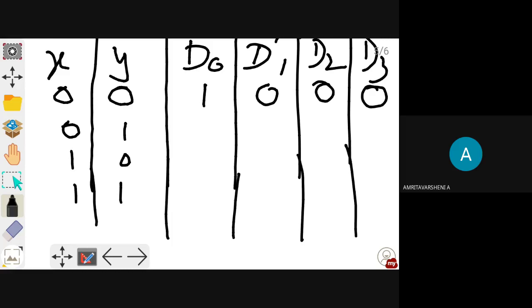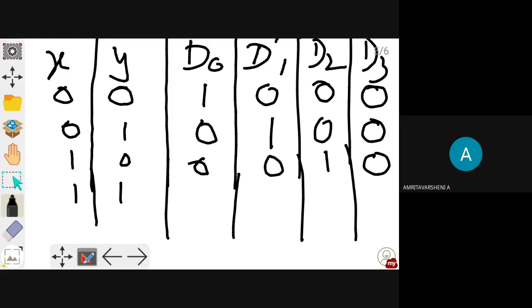Then 0 1 represents the first minterm. So this will be 0 and this will be 1, the rest will be 0. Then 1 0 represents the second minterm. So this will be 0, this will be 1. And 1 1 represents the third minterm. So 0, 0, 0, and this will be 1. For a decoder, only one output will be 1 and the rest will be 0. Whichever minterm is generated, only that output will be 1, and all the others will be 0. So this is the truth table of the 2 to 4 line decoder.